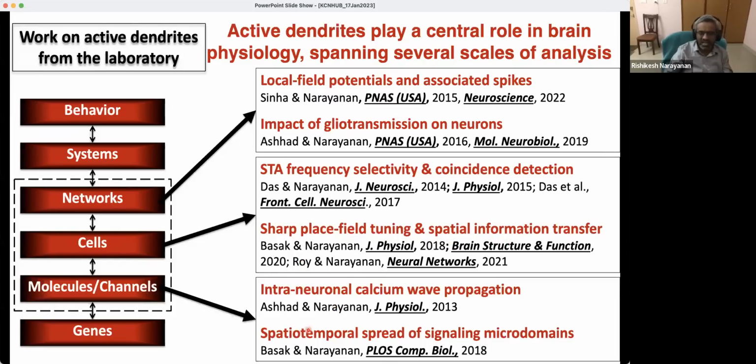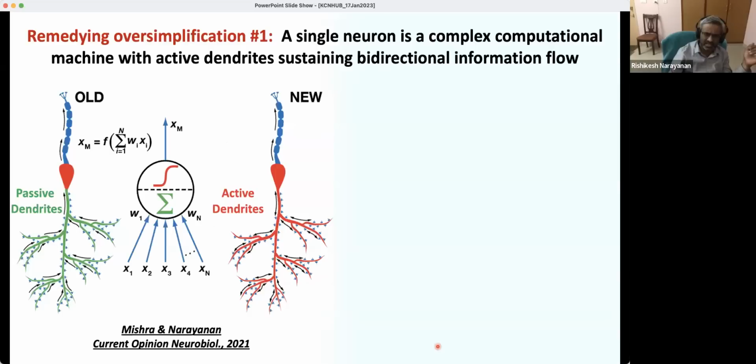At the molecular level, we have been looking at how the presence of this active dendritic structure could allow for calcium wave propagation, as well as how signaling microdomains could be propagating in the dendritic structure as a consequence of the presence of these different ion channels. Right? So over the years, we have been looking at the implications for the presence of active dendrites across different scales of analysis.